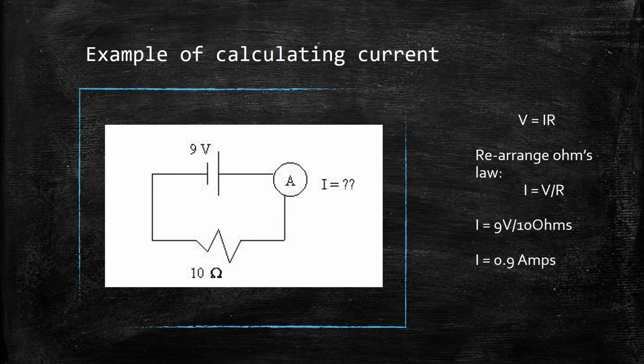If we look at this example of calculating current, we can see that this series circuit has a voltage of 9 volts and a resistance of 10 ohms. So by rearranging Ohm's law, we get I equals V on R. By subbing in the values, 9 volts divided by 10 ohms, we will get a value of 0.9 amps for the current.